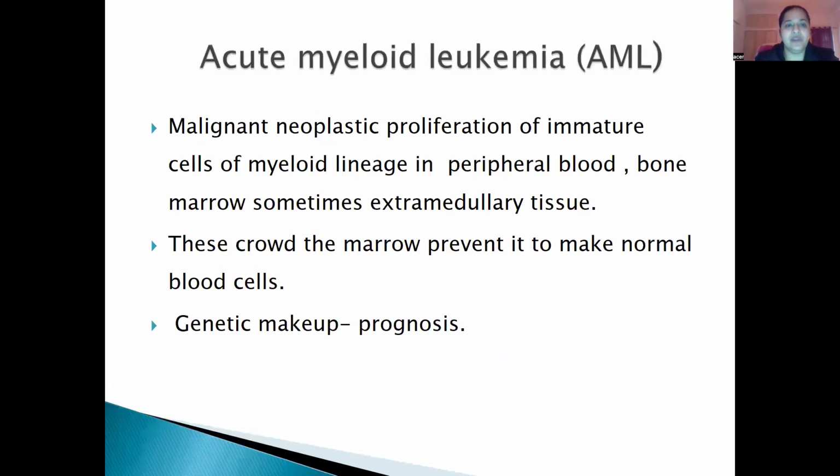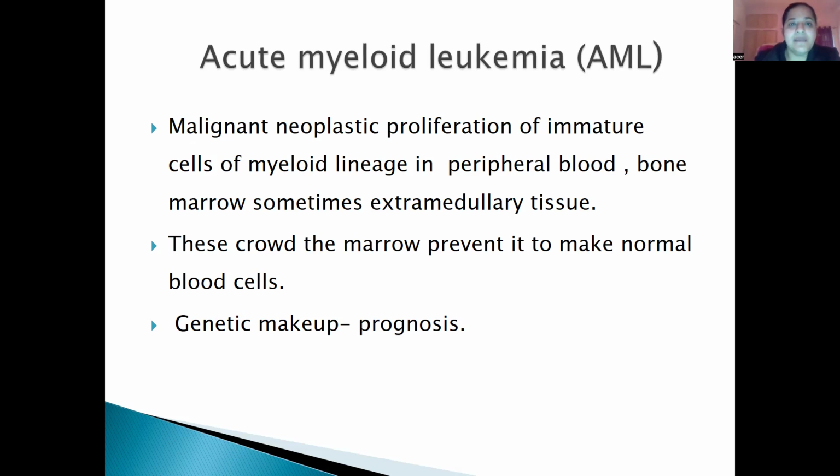Acute myeloid leukemia is the malignant neoplastic proliferation of immature cells of the myeloid lineage. As the name suggests, the neoplastic cells will be of the myeloid lineage. It can be in the peripheral blood, in the bone marrow, or in extramedullary tissues like the spleen. They crowd the marrow to prevent the normal cells from proliferating. Obviously, when one lineage is proliferating more, the other lineage will get suppressed. So these malignant cells crowd the marrow to prevent the normal cells from growing.